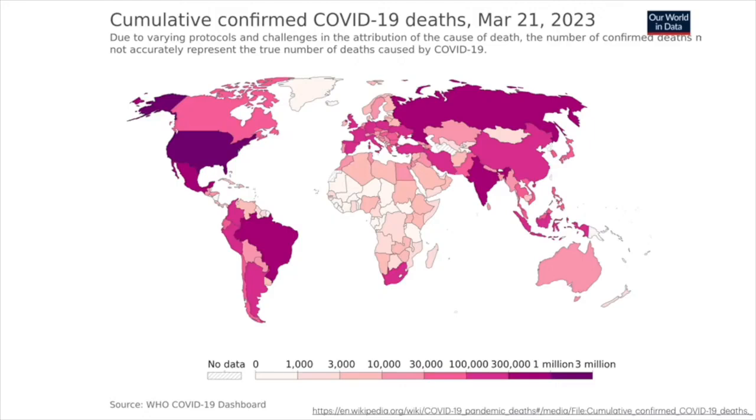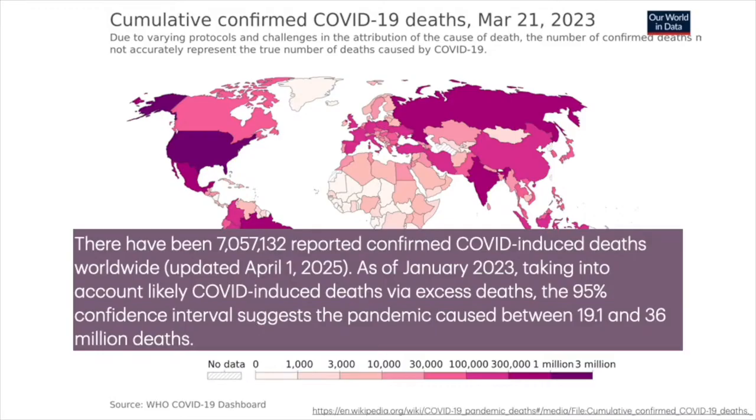This slide is showing cumulative confirmed COVID-19 deaths, March 21st, 2023. The purple color gets darker according to the number of deaths. There have been 7 million reported confirmed COVID-induced deaths worldwide. As of January 2023, taking into account likely COVID-induced deaths via excess deaths, the 95% confidence interval suggests the pandemic caused between 19.1 and 36 million deaths.